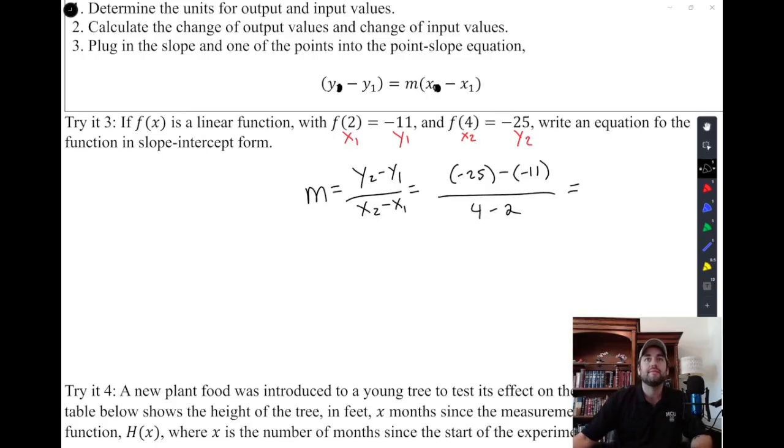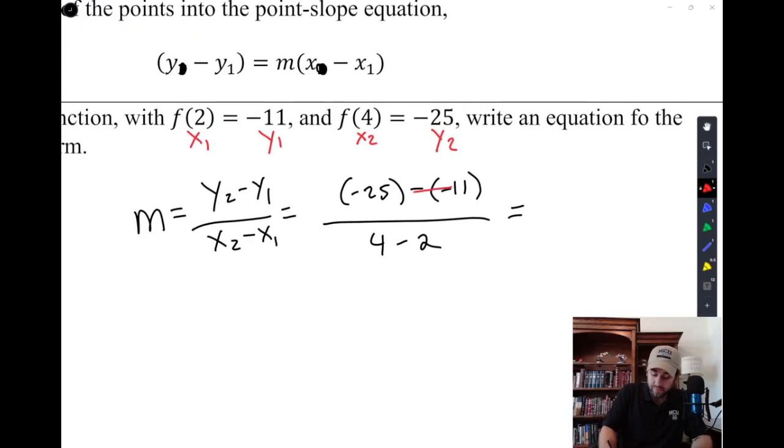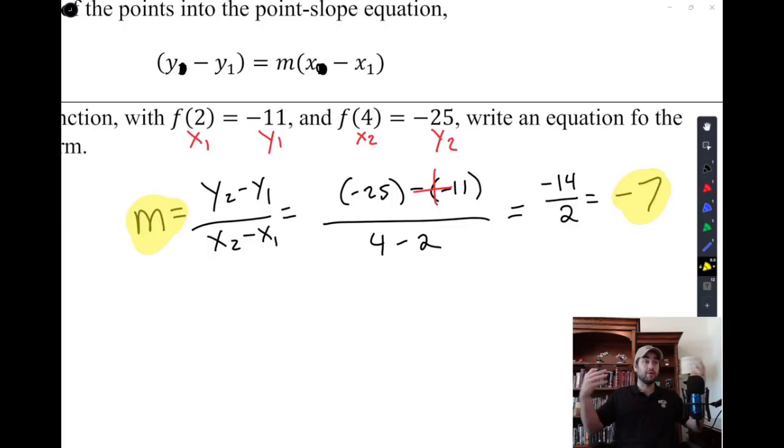And negative 25 minus negative 11, it's going to be a plus because you've got two minuses happening. And so you're going to get negative 25, if you want to look at it that way, you totally can, plus 11. And that's going to be negative 14 over 2, which is just negative 7. There's your slope. It didn't ask us for slope. It asked us for something including more things than that, but there's our slope.